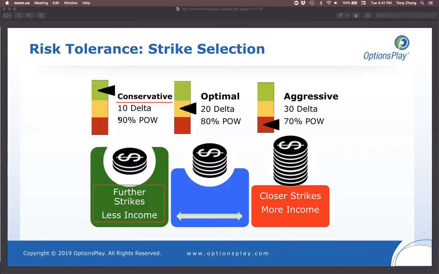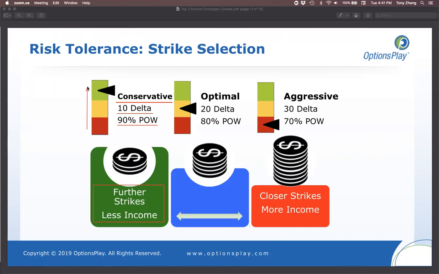So we usually use delta. Delta tells us roughly the probability of a call or put expiring worthless. So a 10 delta refers to a call or a put that has a 90% chance of expiring worthless. So a very small chance that the stock's going to hit it.